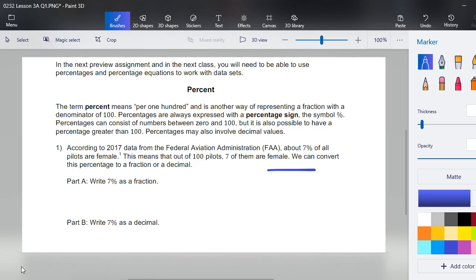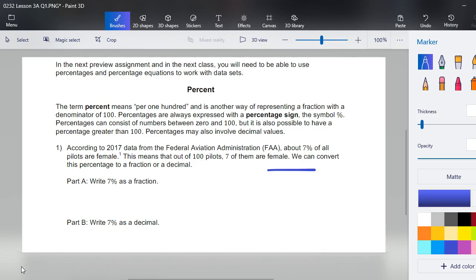Let's start by reading the term percent. It means per 100. And it's another way of representing a fraction with a denominator of 100. Percentages are always expressed with a percentage sign, the symbol as you see there. Percentages can consist of numbers between 0 and 100, but it's also possible to have a percentage greater than 100. That's especially nice if you've invested money. Percentages may also involve decimal values.